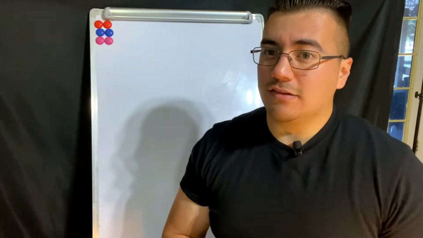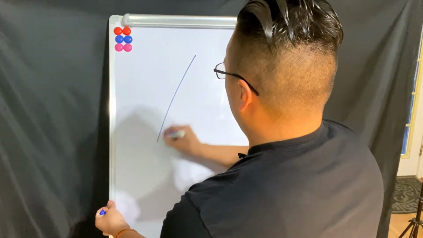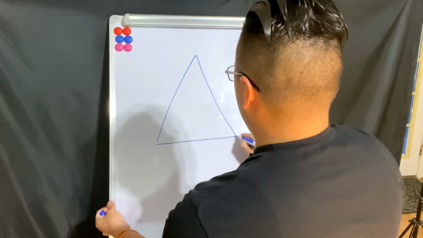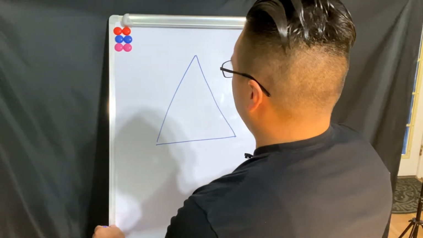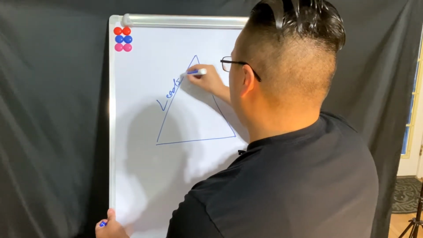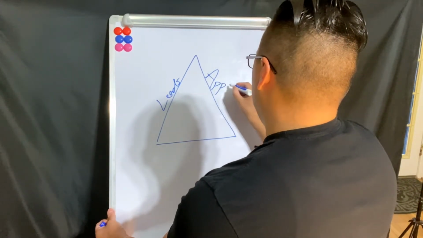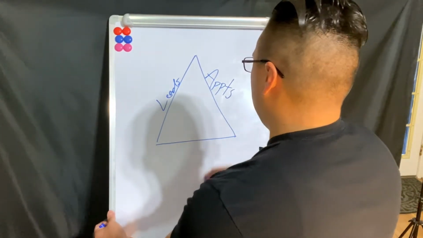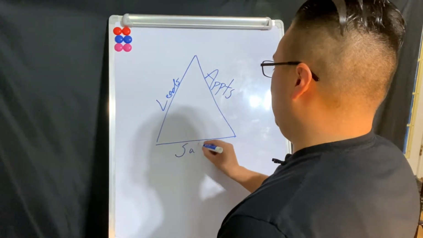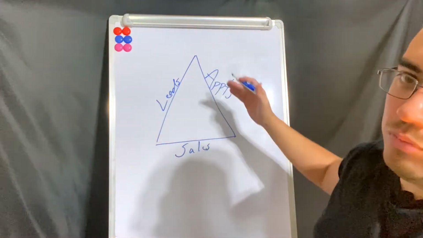One of the methods that I use to find out a business owner's weak points in their business, or what areas they need to focus on, is a method I call the triage triangle. So we're going to draw a triangle. On one side we have leads. On the other side you have appointments. And on the other side you have sales. Okay. So you have leads, appointments, and sales.